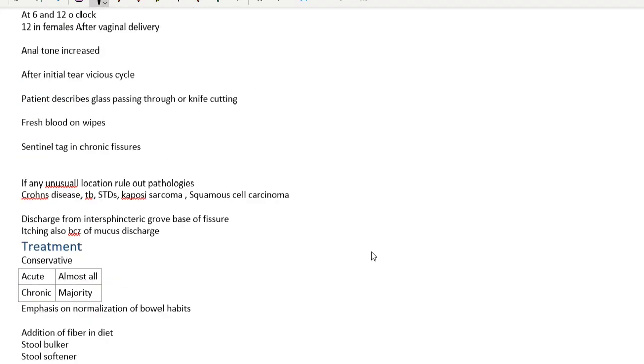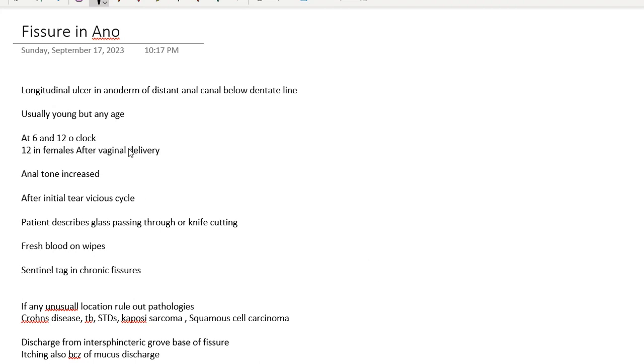And by this we have concluded our topic of anal fissure in ano, according to the Bailey 28th edition.